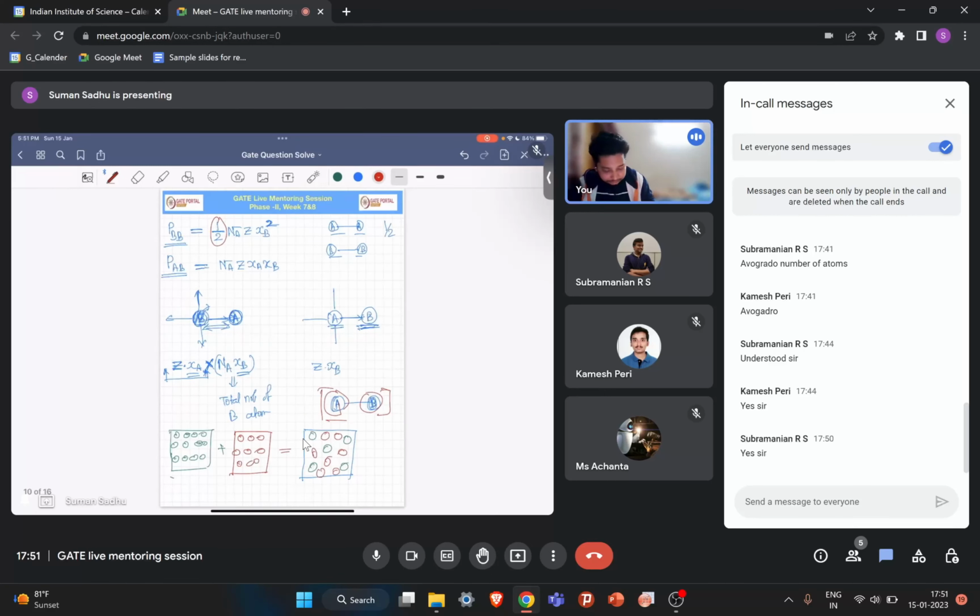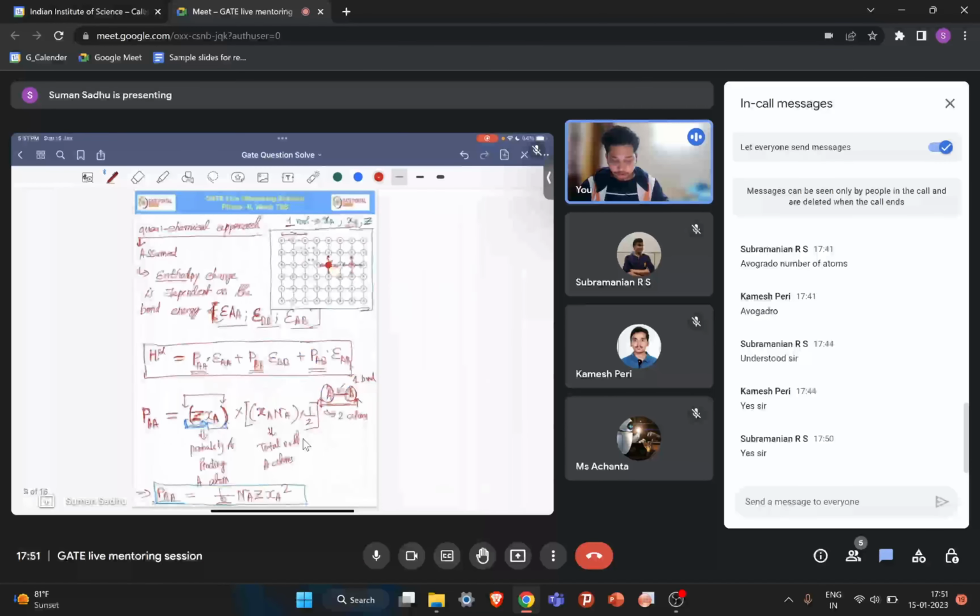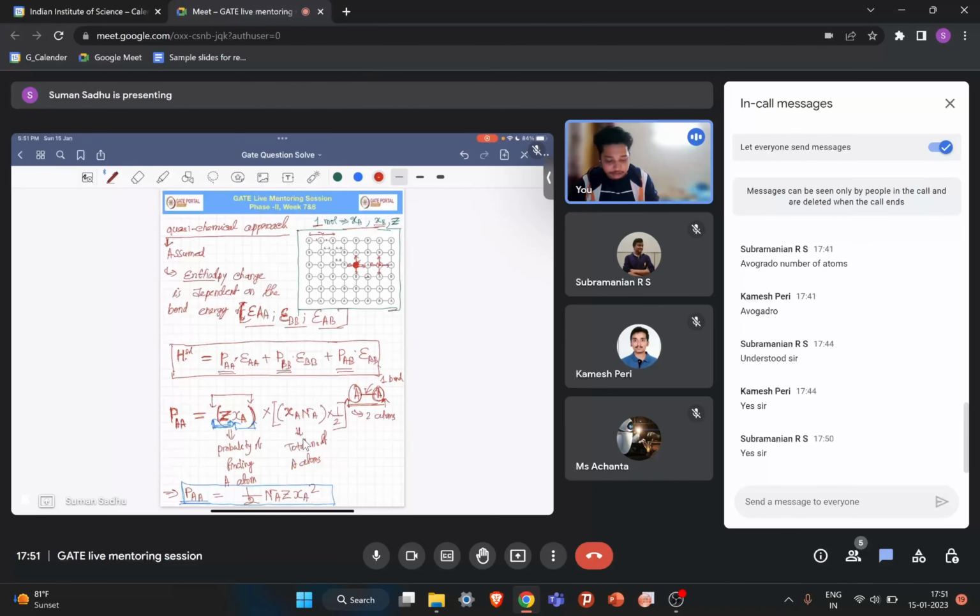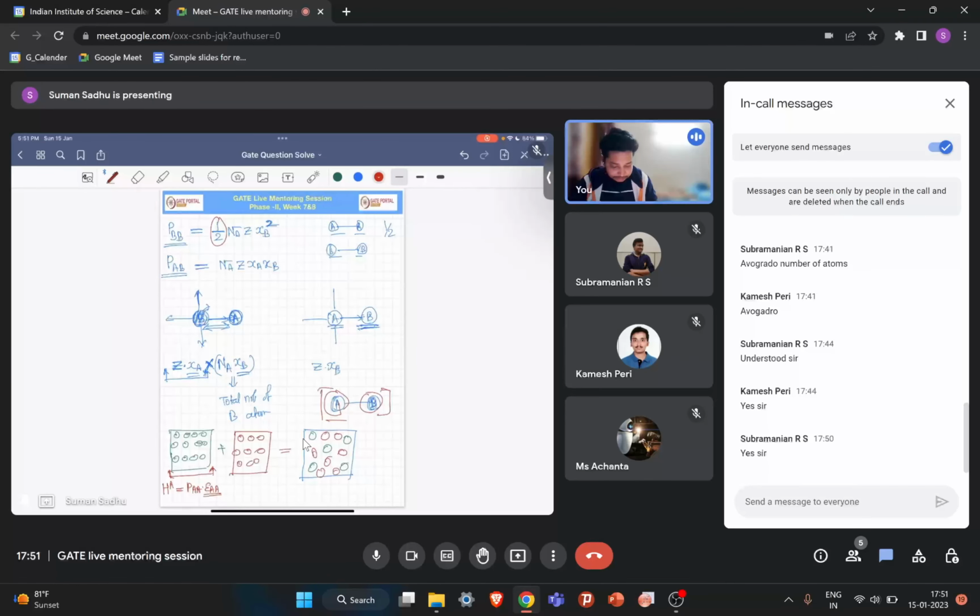So now in this case, what was your enthalpy? H of A, PAA into epsilon AA, right? According to the quasi-chemical model, it is assumed that enthalpy is solely dependent on the bond energy. So in this case, all the bonds are AA type, so your PAA is 1, right?